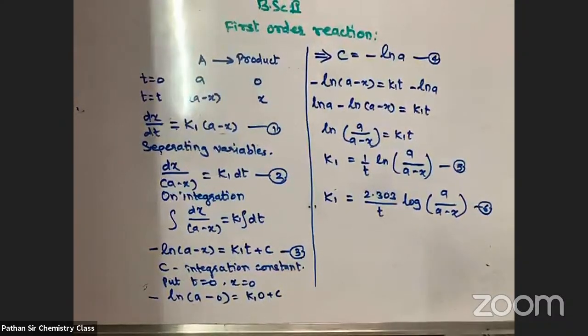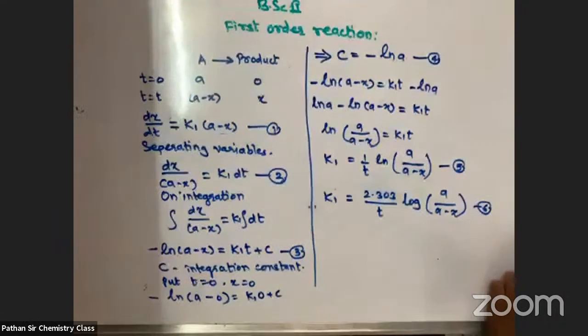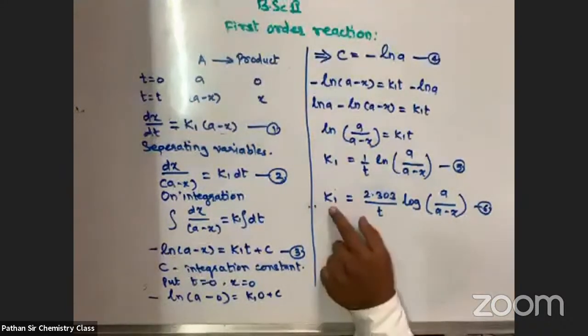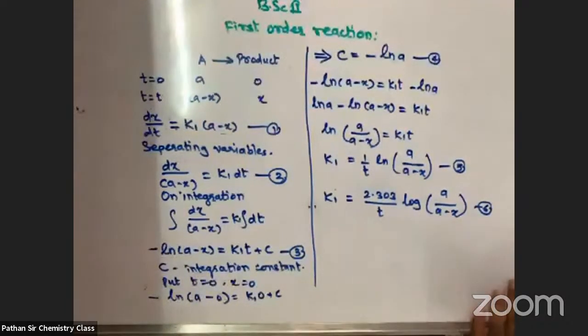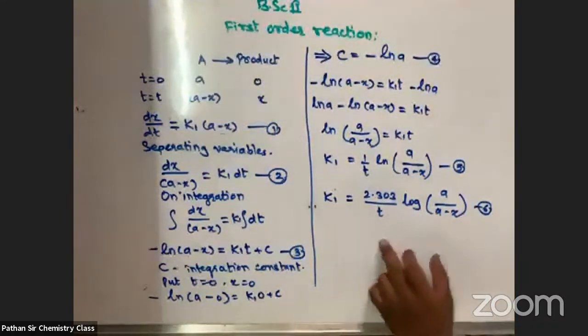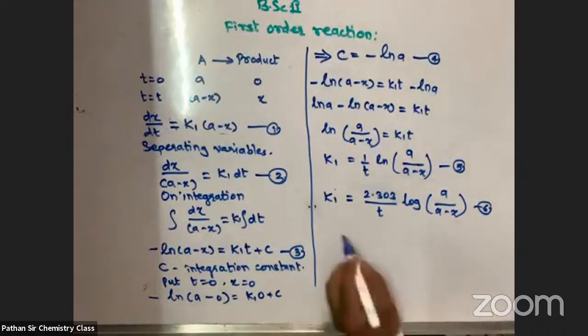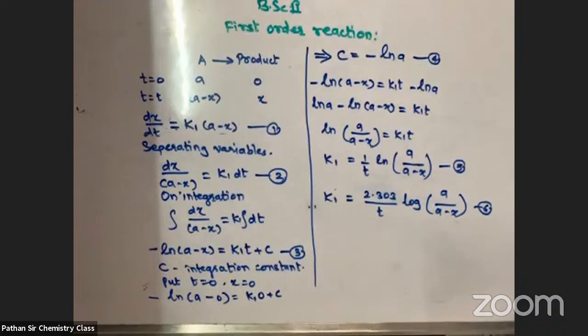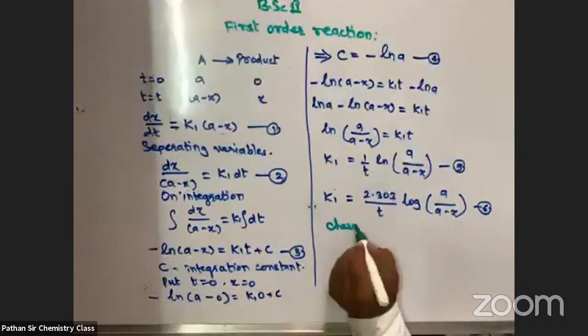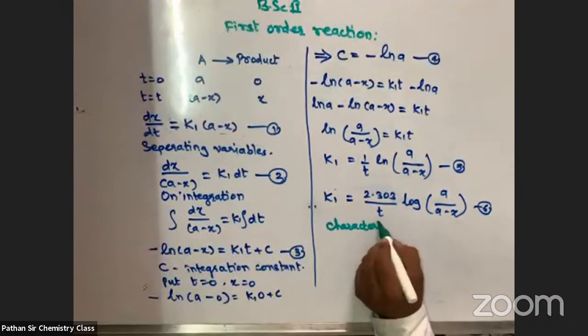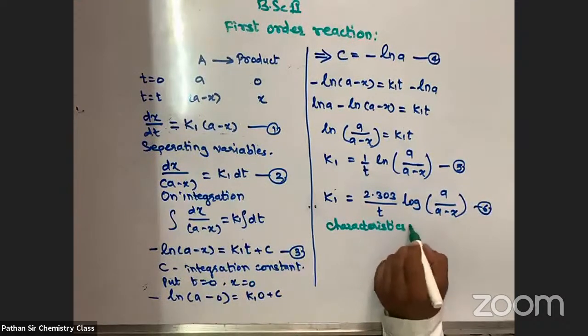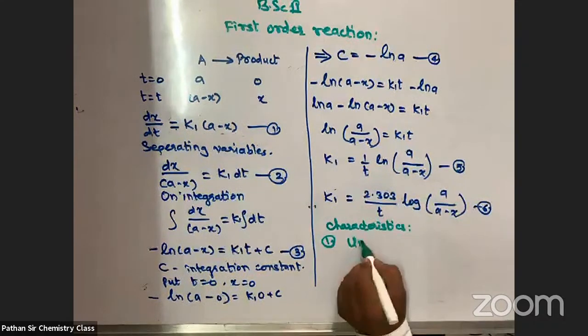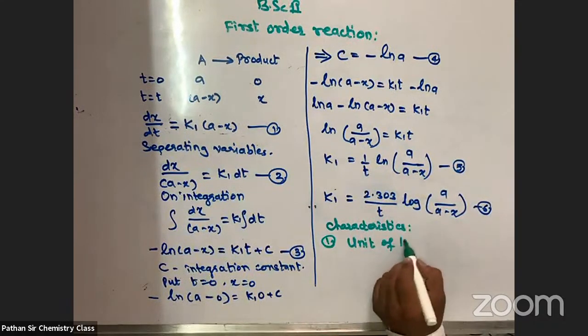Okay. So characteristics, as usual, like last time, let us take two characteristics. The first characteristic is the unit of K, the second characteristic is the half life of the reaction. Okay, unit of K and half life of the reaction. See, so characteristic number 1, that is unit of K1.